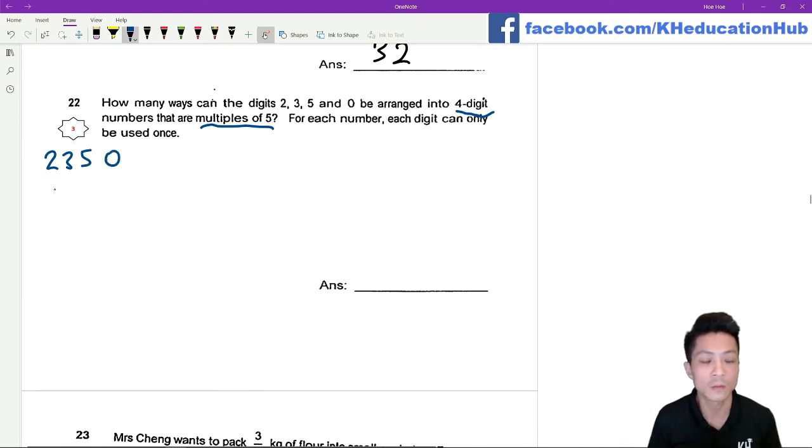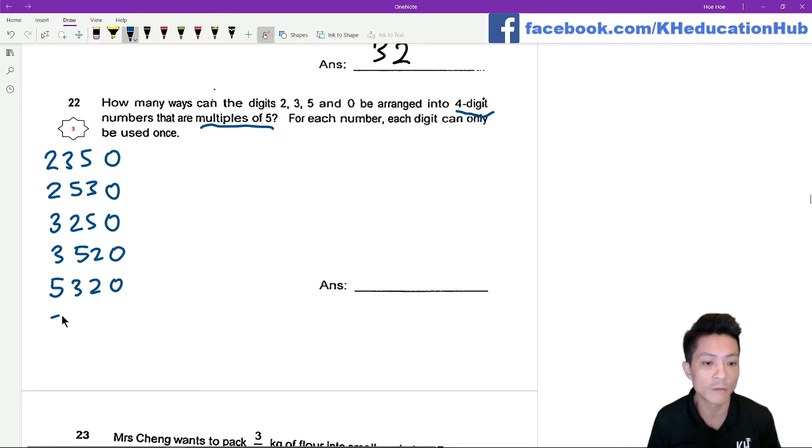2, 3, 5, 0. We are gonna slowly swap. 2, 5, 3, 0, and I'm gonna bring 3 in front. 3, 2, 5, 0. 3, 5, 2, 0. I'm gonna bring the 5 in front. Next will be 5, 3, 2, 0, and 5, 2, 3, 0. These are all the possible combinations that can give you multiples of 5.